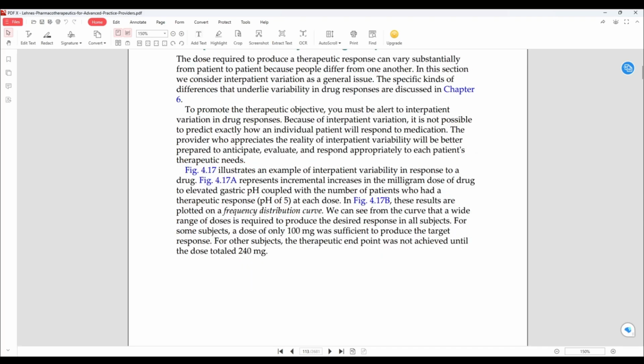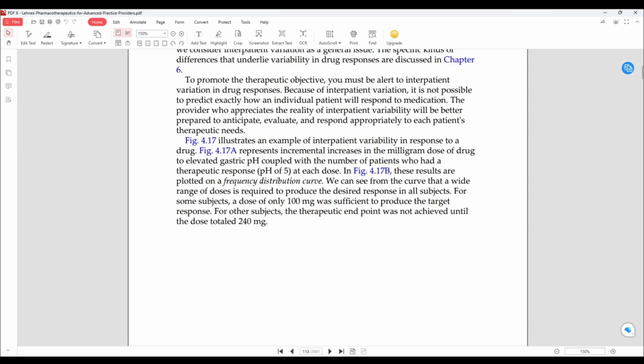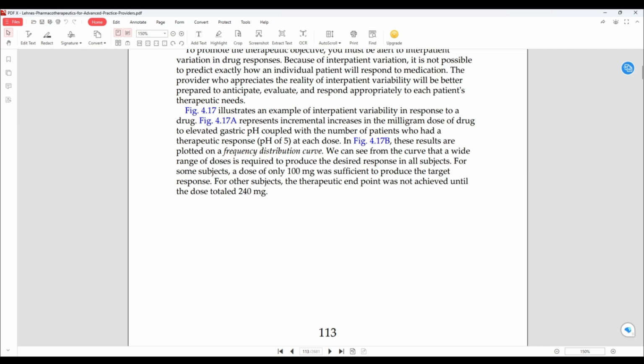To promote the therapeutic objective, you must be alert to interpatient variation in drug responses. Because of interpatient variation, it is not possible to predict exactly how an individual patient will respond to a medication. The provider who appreciates the reality of interpatient variability will be better prepared to anticipate, evaluate, and respond appropriately to each patient's therapeutic need. So, the following figure, 4.17, illustrates an example of interpatient variability in response to a drug.